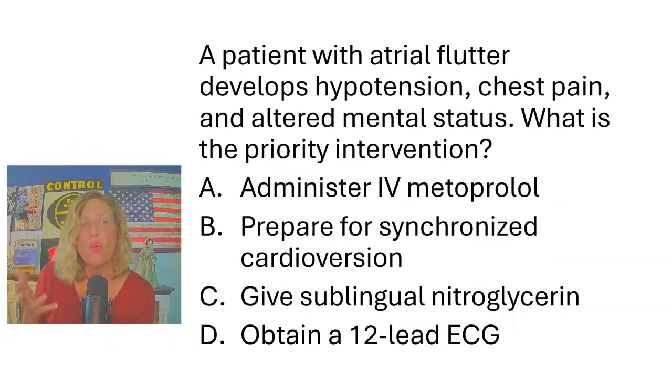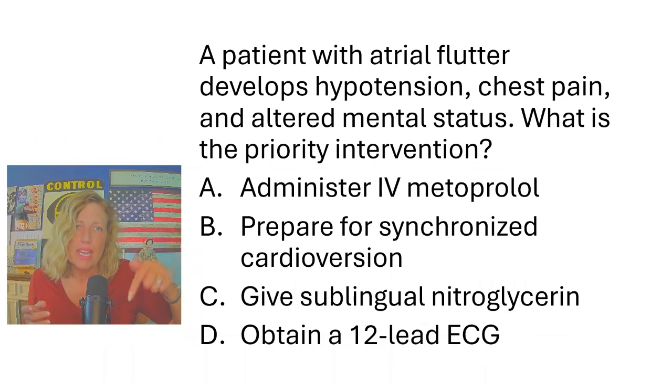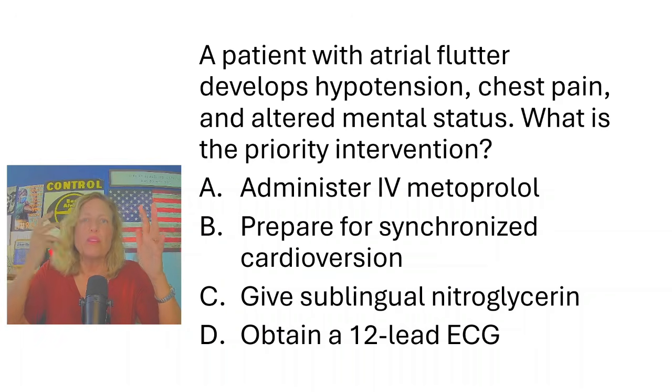So at what point are we concerned about it? Well, we're concerned about it when they're symptomatic. So atrial flutter, if they become hypotensive, that means cardiac output has gone down. Chest pain means cardiac output has gone down. Altered mental status means cardiac output has gone down. So they're in atrial flutter and maybe they've been okay, but now all of a sudden it's affecting cardiac output.